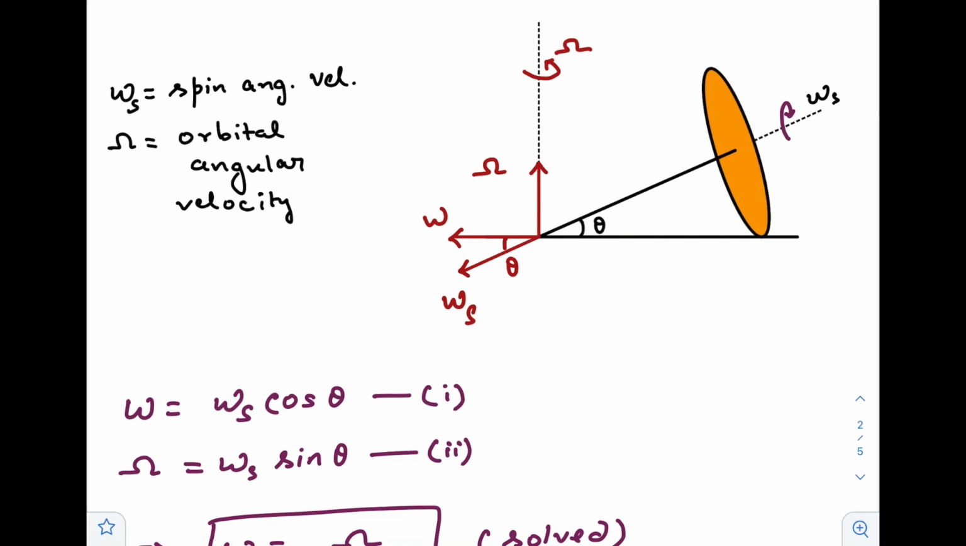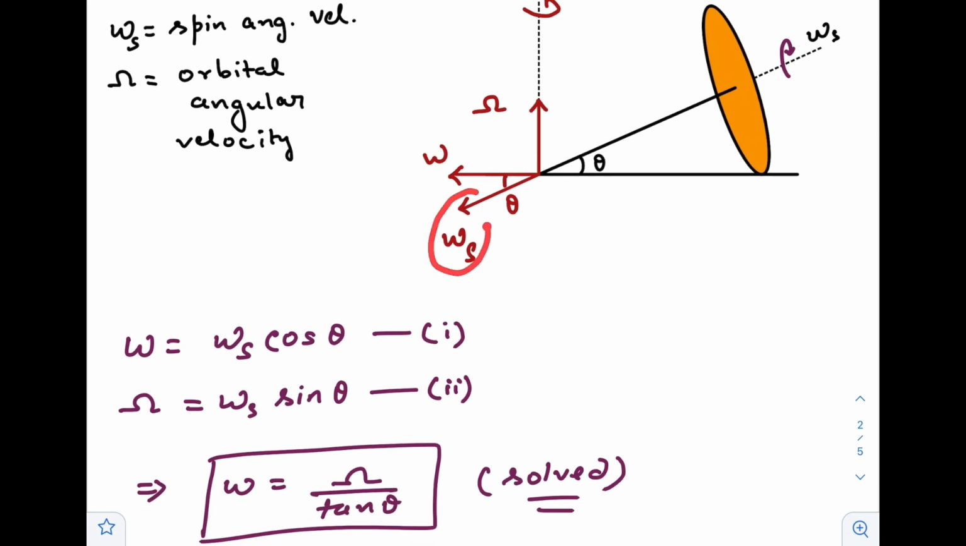This kind of question we have discussed earlier in the Pathfinder series. I will mention the video in the description. There are two kinds of angular velocities. One is the spin angular velocity, which is due to the rotation of the body along its principal axis, and the other is the orbital angular velocity, because of the rotation of the whole body with respect to the vertical axis. That one is capital omega.